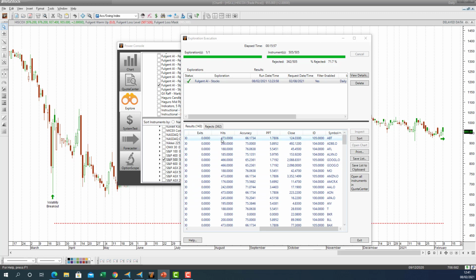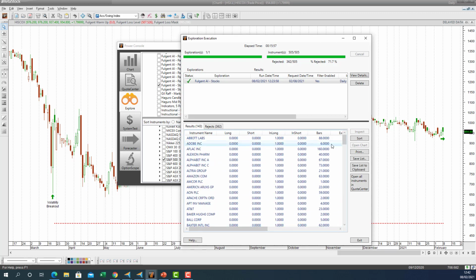The hits here give you an indication, in the testing period, of how many times this AI signal fired and what the average accuracy was. 66% over the testing period, 75% for the classic swing trade ones. The average profit per trade is 5.8% over the testing period, for all the trades done over the testing period. So you can see quite good trade.